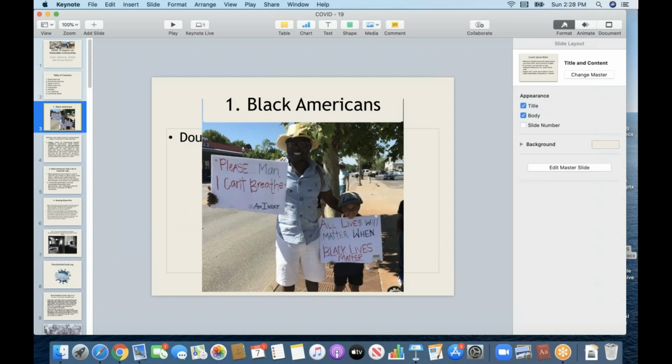These were 2 people protesting for George Floyd. So many people have been talking about the connection between not being able to breathe with COVID and not being able to breathe like George Floyd, of course, the tragedy of George Floyd. I love this little sign that the boy was carrying: all lives will matter when Black lives matter.